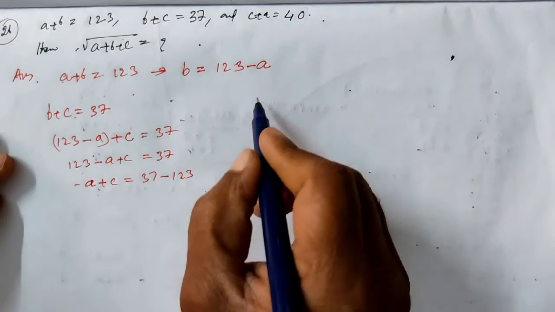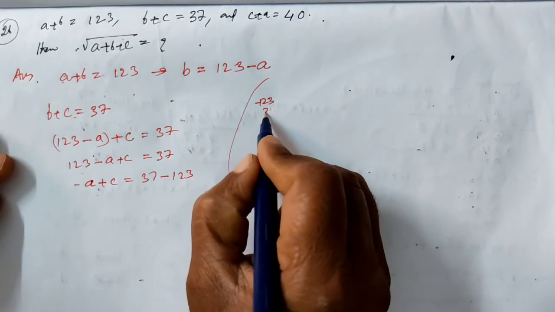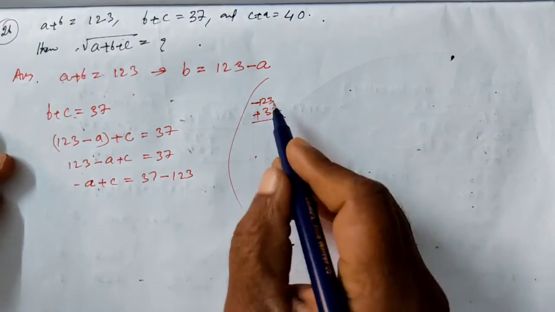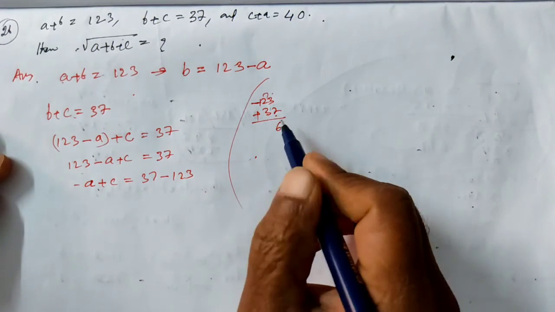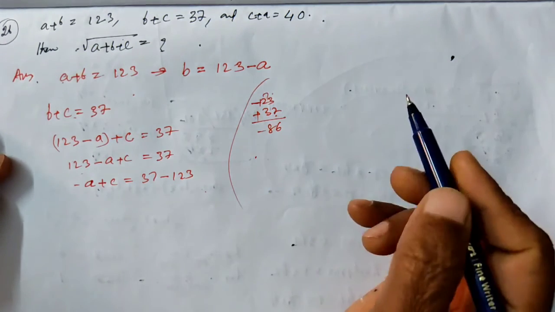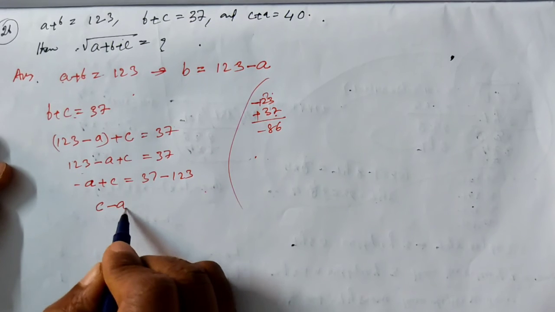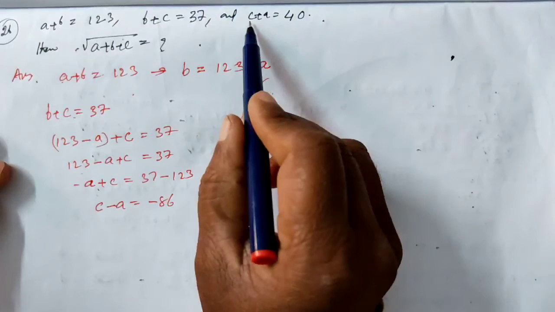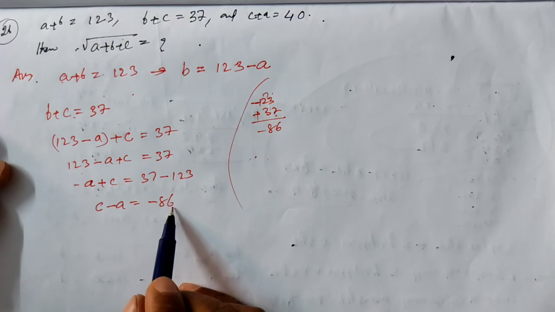Okay. So what is the value of 37 minus 123? So this is minus and this is plus, so we have to take the difference. Okay. So 13 minus 7 means 6, and this is 11, 11 minus 3, it is 8. So minus 86. So c minus a is equal to minus 86.